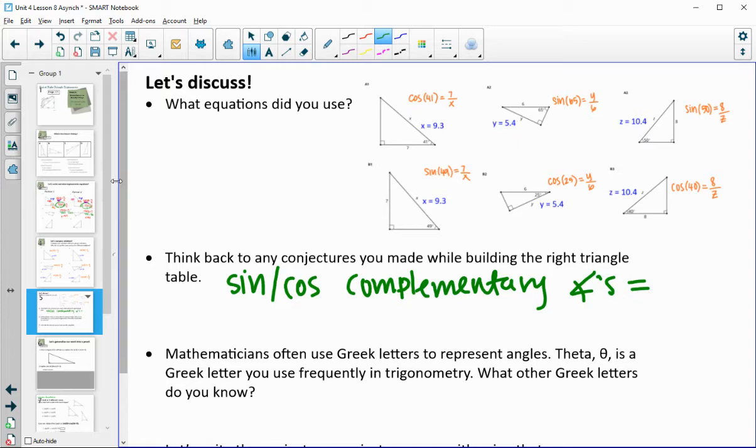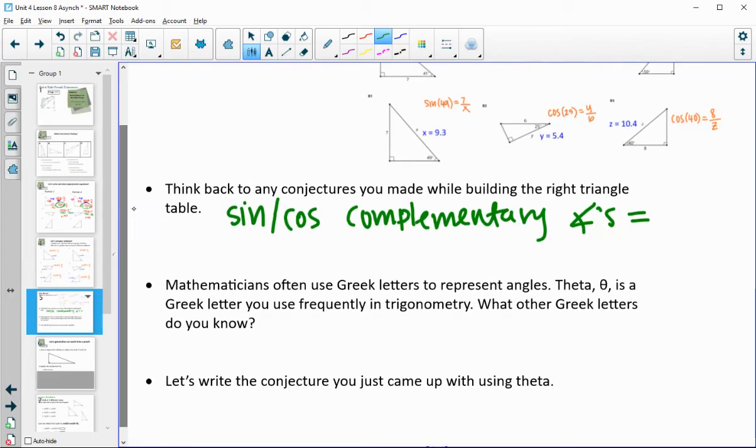Okay, so we noticed those kind of flipping in our table. And so what actually happens here, like let's write that in a general sense of the term. So mathematicians often use Greek letters. Okay, so think about like sororities if you've seen those. Theta is one of the main ones that mathematicians use. Okay, they also use letters like alpha, beta, phi, gamma. Okay, those are just a couple different ones.